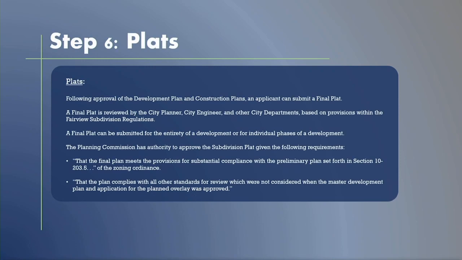Once we have the master development plan, the development plan, and the construction plans approved, we get to the actual final plat coming forward. This is the next step where you all have a project in front of you for review and approval. One of those five documents we mentioned earlier, the subdivision regulations, sets standards and processes for subdivision of property. Any final plat that comes before you, we'll ensure meets those requirements and processes established in the subdivision regulations.